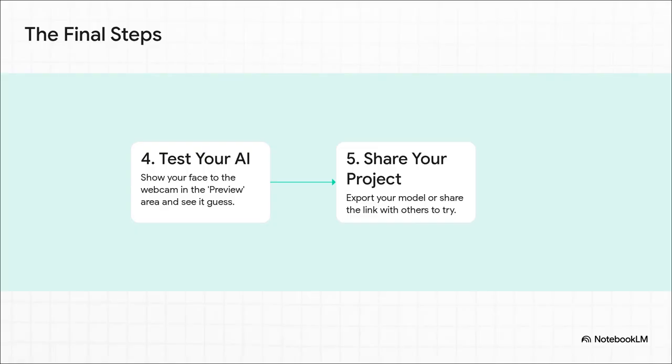This brings us to our last 2 steps. Step 4 is all about testing. You'll see a preview window pop up. Just show your face to the webcam, make a happy or sad face, and watch the AI try to guess. And step 5, you can actually save the model you just built or even get a link to share it with your friends so they can try it.